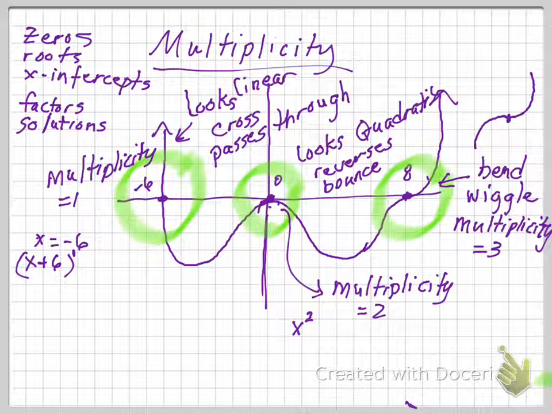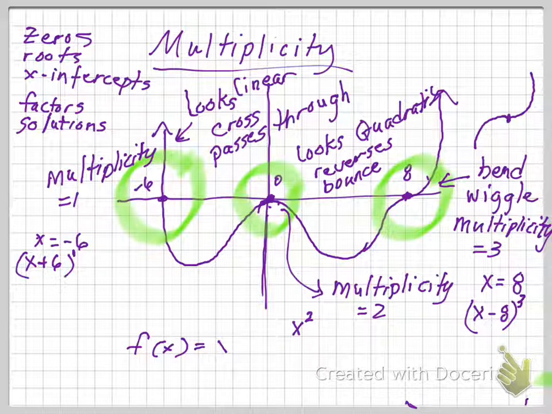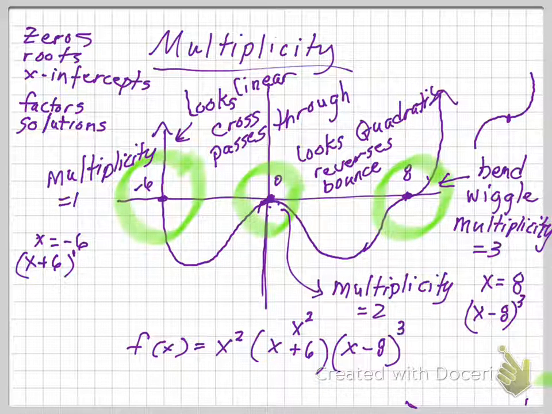So when I write this factor, this is x equal to 8, right? The root or the zero is at x equal to 8. So the factor becomes x minus 8. With a multiplicity of 3, it's cubed. So if I write a general form for this equation, I have an x squared times an x plus 6 times an x minus 8 cubed.